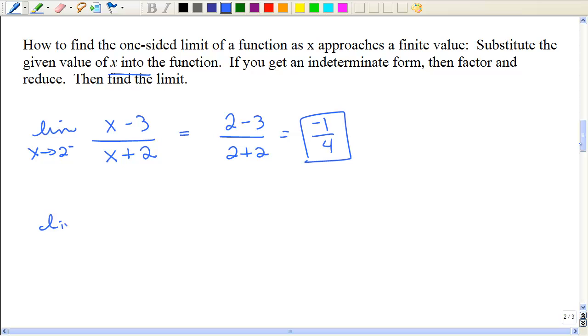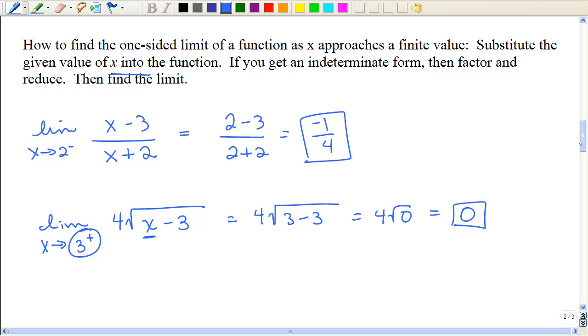Let's say I have the limit as x approaches 3 from the right-hand side, and I have 4 times the square root of x minus 3. Now, you really couldn't have a limit as x approaches 3 from the left. Think about what kind of numbers are to the left of 3, like 2.9, 2.8. And if I plugged in like 2.9 or 2.8 for x and I subtracted 3, I'd get negative. Square root of a negative is imaginary. All right, so that wouldn't be good. But since I'm talking about 3 from the right-hand side, if I just plug in 3, I'm going to get 0, and that is fine.